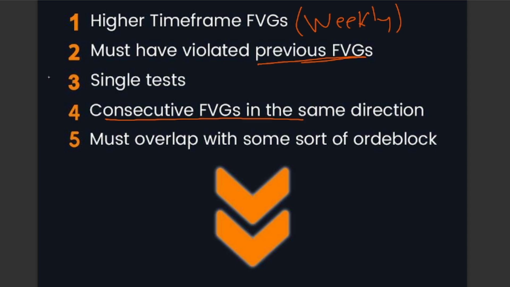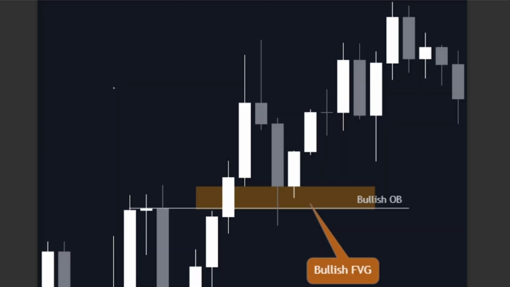Now the fifth point is that the fair value gap must overlap with some sort of order block. If you aren't aware of what order blocks are and how to use them, you can check the video in the description below. Let me explain it through an example. You can see here, this is a bullish breaker. This overlaps with this BISI, orange shaded. So this becomes a very strong BISI which I would consider high probability and will take trades from.